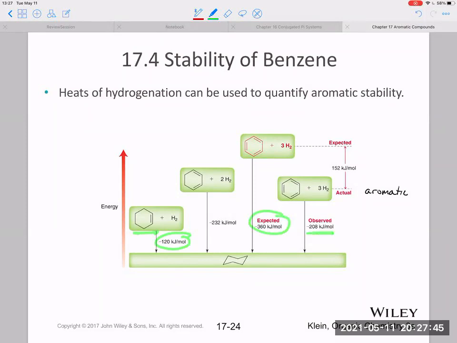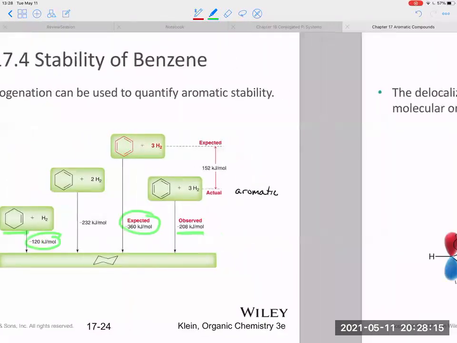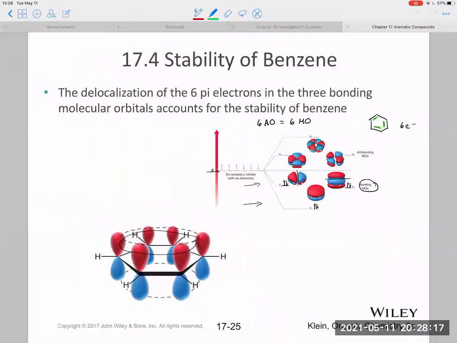It turns out that it only releases quite a bit less energy, indicating that it's much more stable than you would have predicted based on how much energy is produced when you reduce a double bond. Bottom line: aromaticity is super stable. Then we learned about these rules.